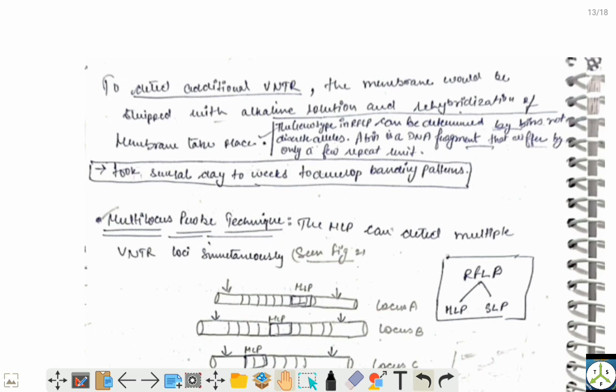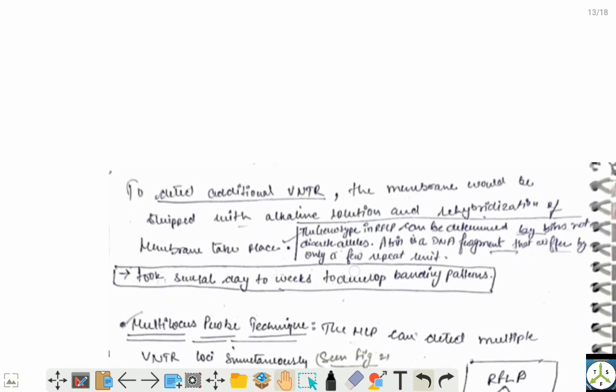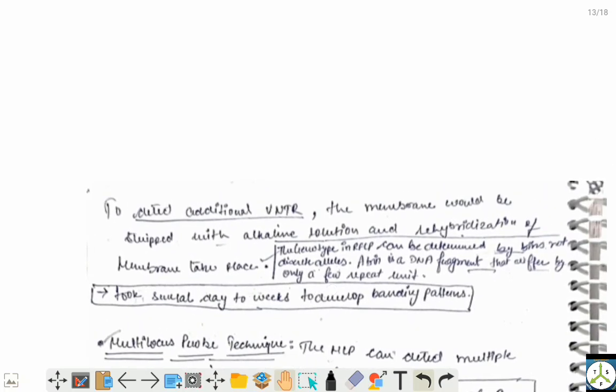Then the membrane would be stripped off with the alkaline solution, and then we have to rehybridize the membrane again. Clear? One thing more is that in the RFLP technique we have to discriminate or determine by the bins, not by the discrete allele. In RFLP technique we use the bins.